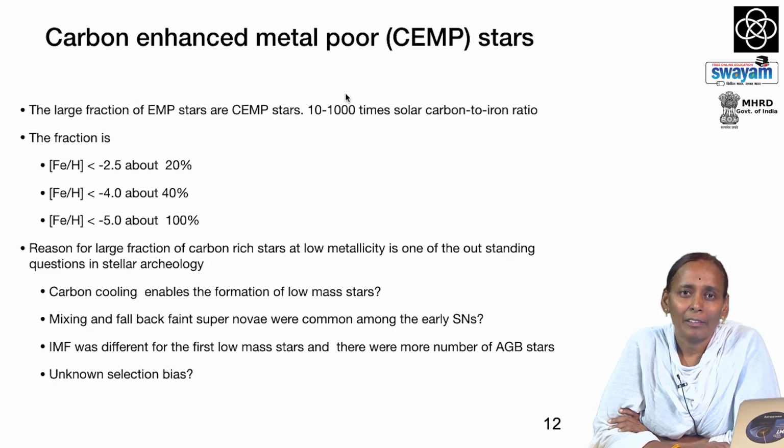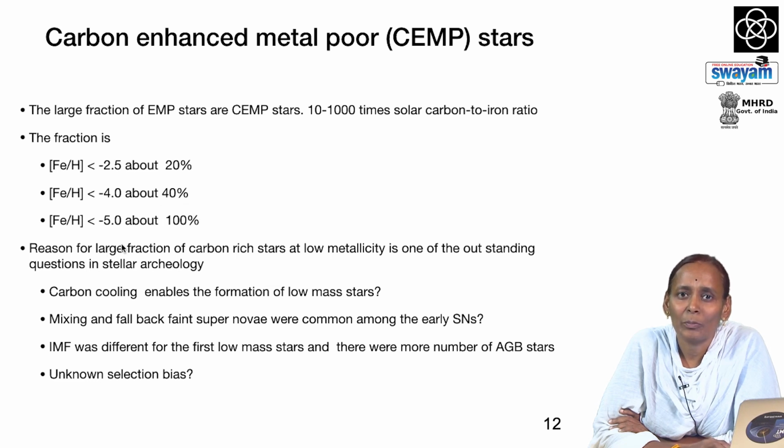Okay, the CEMP stars, the carbon enhanced metal-poor stars, are the most dominant fraction. They have about 10 to 1000 times solar carbon to iron ratio, and the fraction also increases with lower metallicities. At minus 2.5, about 20% of EMP stars are carbon rich. At minus 4, about 40% of them are carbon rich, and below minus 5, we don't know any star which is not rich in carbon.